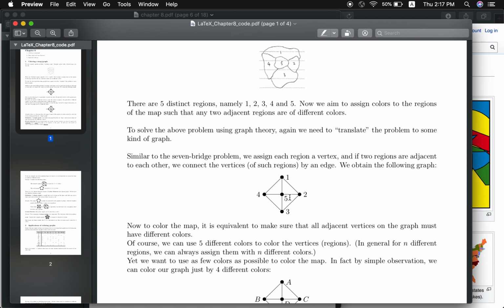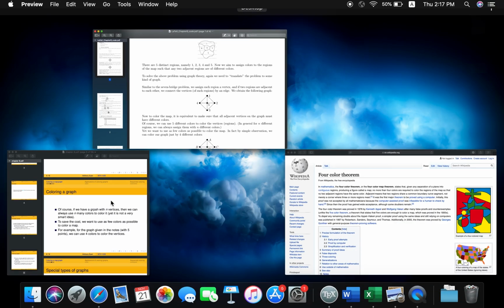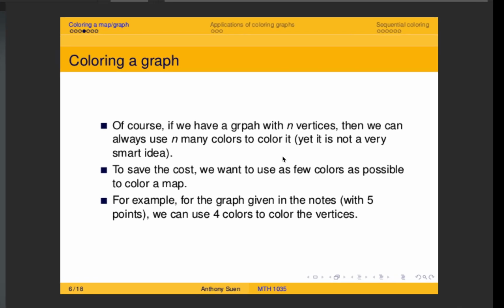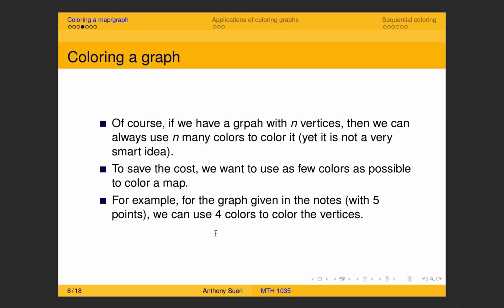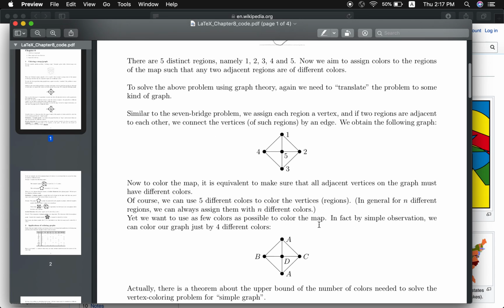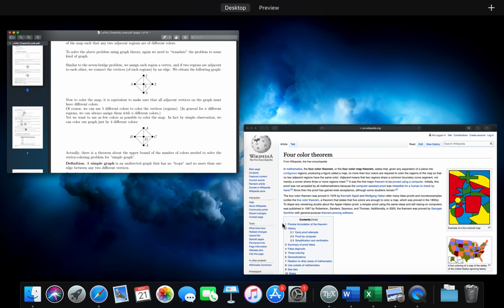So for this one, how many colors do we have? Actually, you can just try it. In fact, you can use fewer than 5 colors. Even though it has 5 different points, we can just use 4 colors to color the vertices. You can try it, and in fact, in my notes, I gave you the answer already.